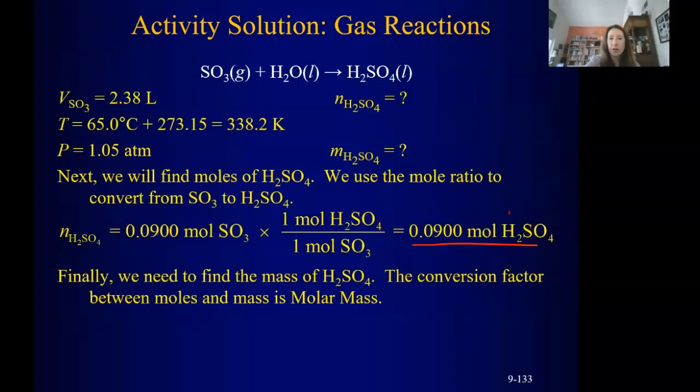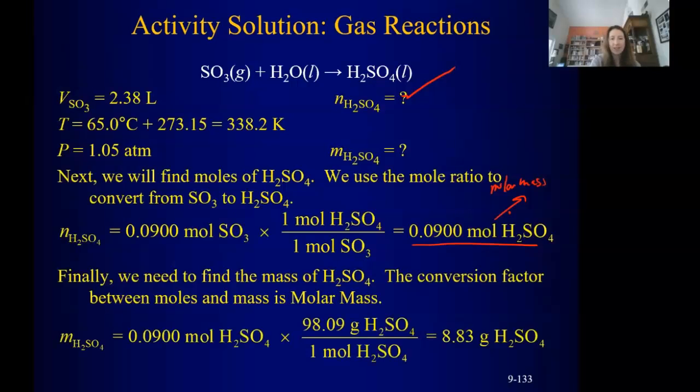Well, that was question number 1. Check. And then to go from moles to grams, we just use molar mass. I'm just going to give you this one because we're pretty good at this one. This came from the periodic table, and we got 8.83 grams of H2SO4.